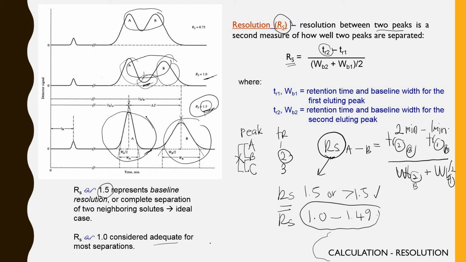resolution. But if you are having two peaks and the resolution is less than 1.0, for example, 0.75, so this is no choice, this is very bad data. So that means these two peaks are not separated at all. So as you can see here, you cannot proceed with this data. Okay, so this is the calculation on the resolution.